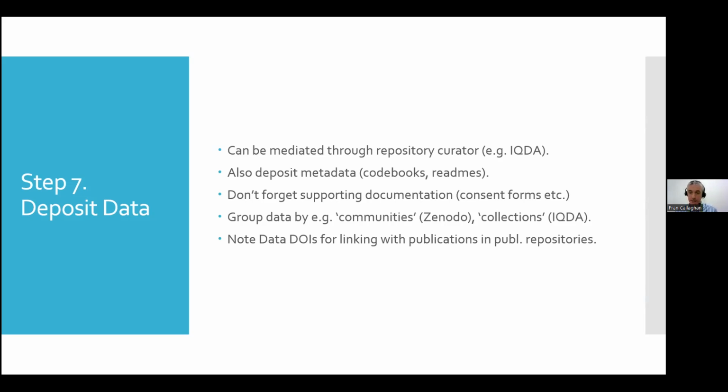And then note your data DOIs so that you can link them to your publications. So you have your open access publications in your institutional repository or elsewhere. You can then link the related data sets to the publications. So people who stumble across your publications, read your publications, can then easily find a data DOI and say, okay, I'll take that data set as well.